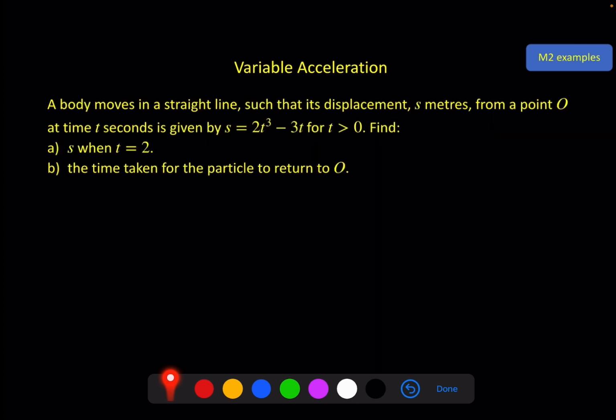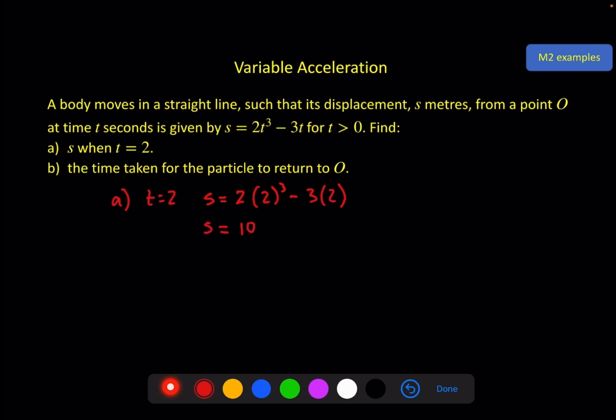A body moves in a straight line such that its displacement s meters from a point O at time t seconds is given by this function here, for t greater than 0. Find s when t equals 2. That's a very simple bit of substitution. When t is equal to 2, s is equal to 2 times 2 cubed minus 3 times 2, which gives us the answer of 10.